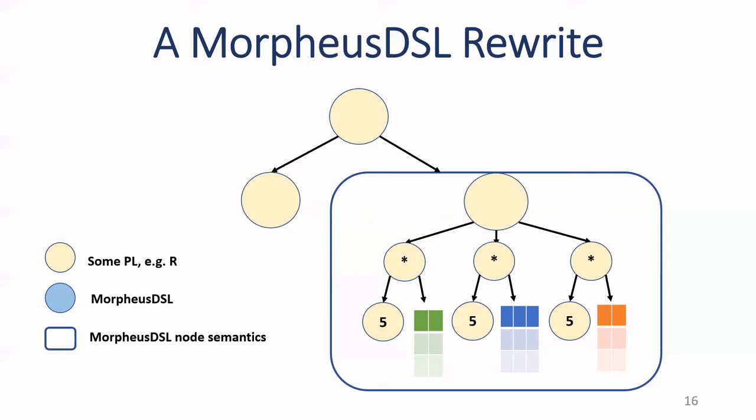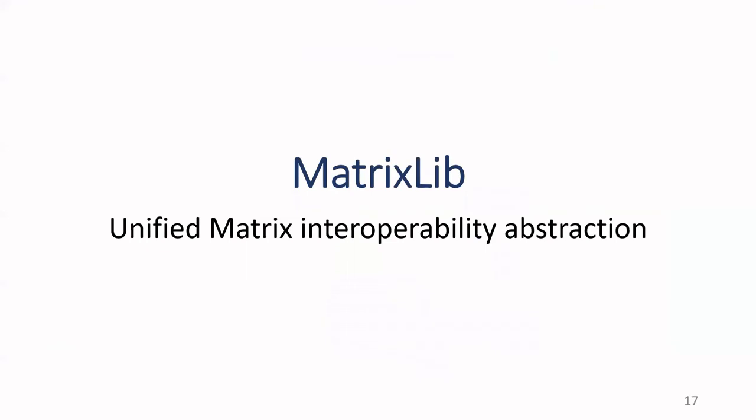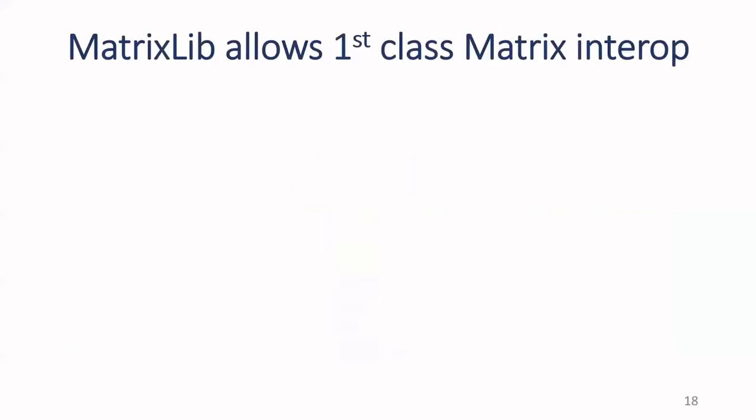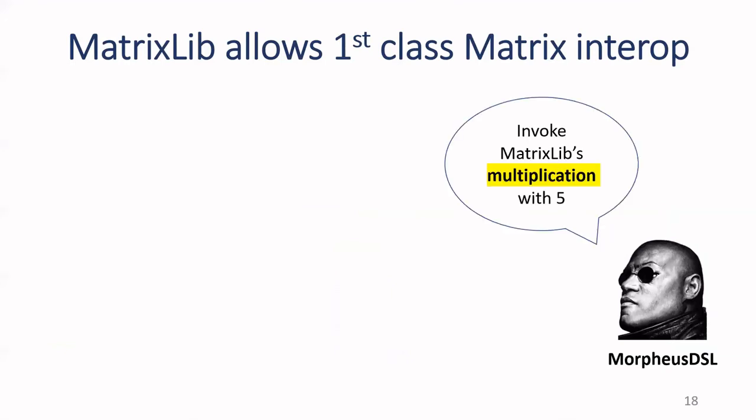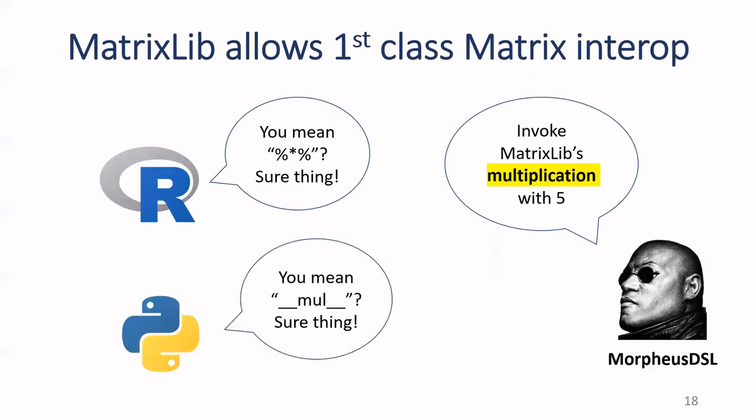But how do these rewrites work regardless of language? Well, that's where Matrixlib comes into play. Matrixlib is a unified matrix interoperability abstraction for GraalVM. In essence, it defines a collection of generic method signatures that should be callable from any matrix data type. And so using this abstraction, MorpheusDSL can define a rewrite rule in terms of these generic matrix operators and have them work regardless of the programming language that it is interacting with.